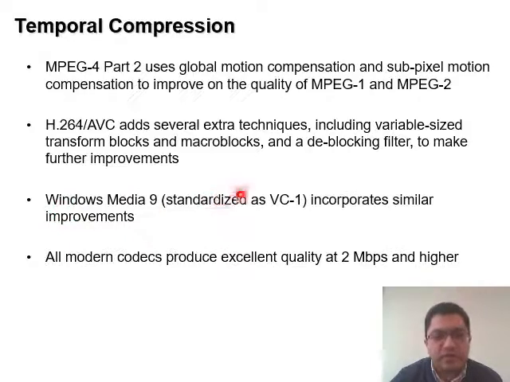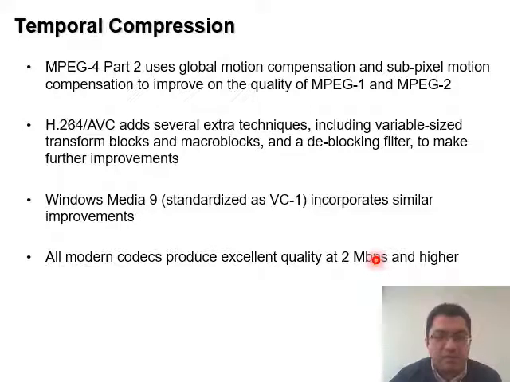Windows Media 9 also incorporates similar improvements. Finally, all modern codecs that are used for video compression produce excellent quality at 2 megabits per second and higher, meaning that every second of video you can store in 2 megabits, 2 million bits for every second of video, or even higher than that, which is a good compression ratio. At the same time, the quality is preserved.